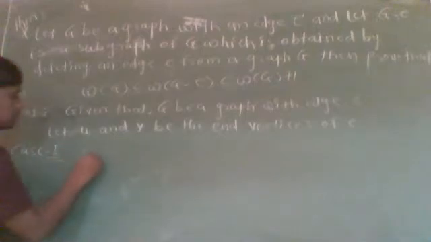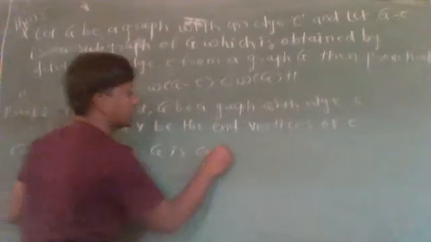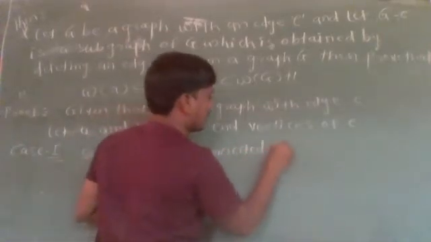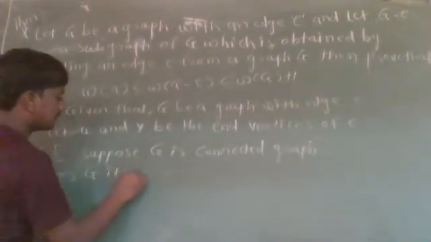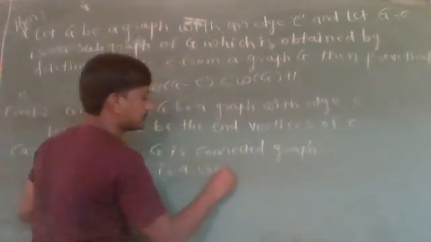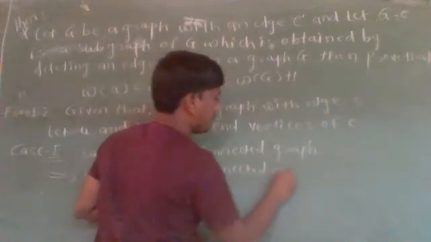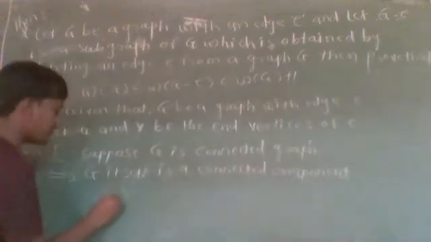In the first case, case 1, suppose G is a connected graph. As G is a connected graph, it is itself a connected component, which implies G itself is a connected component. So the number of components of G will be equal to 1, since G is a connected graph.